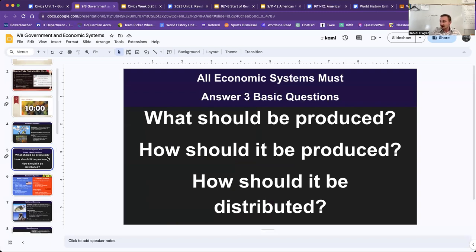So an economic system, they need to answer three main questions. What needs to be produced? What is there a need for? What do people still want? Are we still making things like beepers or fax machines? Not really, because there's not really a big demand for it.